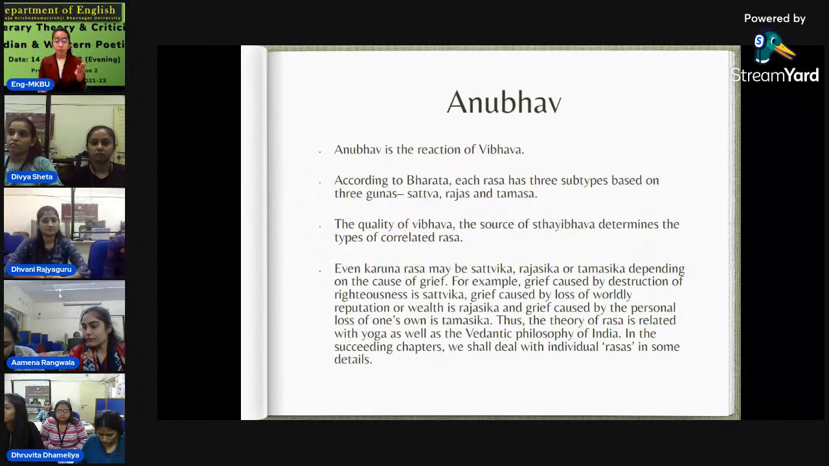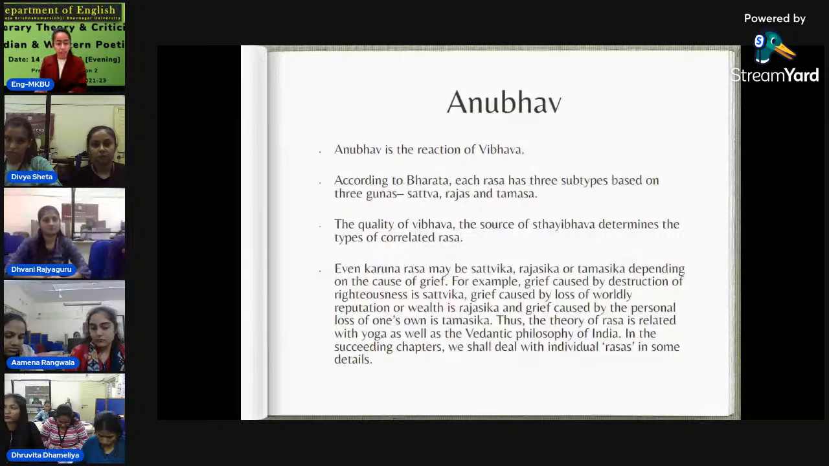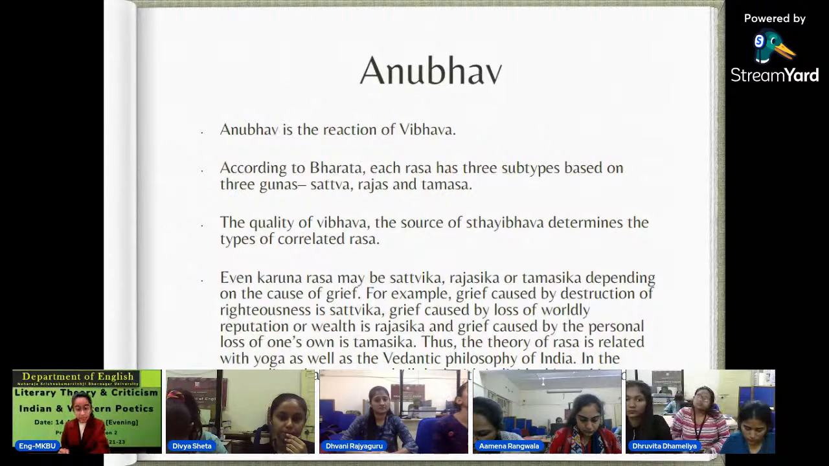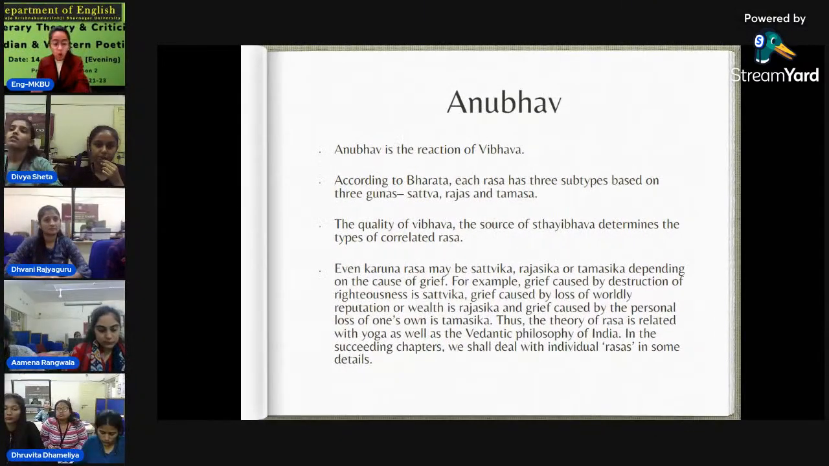According to Bharata, each rasa has three subtypes based on the three gunas: sattva, rajas, and tamas. So these three are anubhavs, and it is also written in the Bhagavad Gita: urdhvam gachanti sattvastha, madhye tishthanti rajasa, jaghanya guna vritti of bhav. And it's not that in one rasa, only one of these three anubhavs can be applied. For example, grief caused by destruction of righteousness is sattvika. Grief caused by loss of worldly reputation or wealth is rajasik. And grief caused by one's personal loss is tamasic.